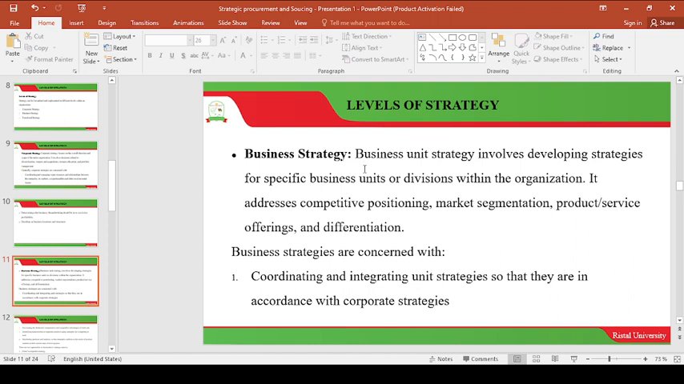So under business strategies, these are concerned with coordinating and integrating unit strategies so that they are in accordance with corporate strategies. All these small unit strategies, you make sure that they are in accordance with the set strategies at the corporate level or the management level.